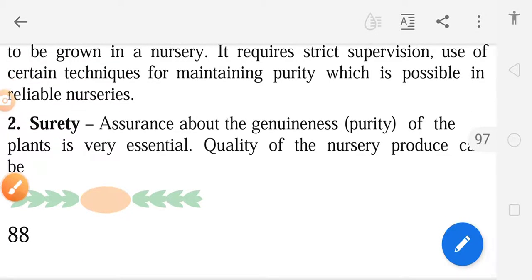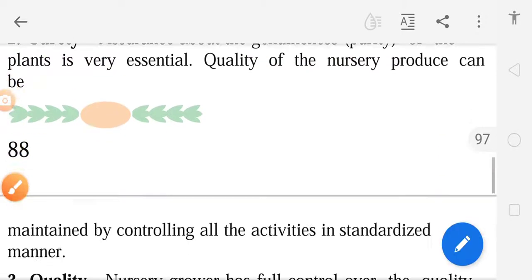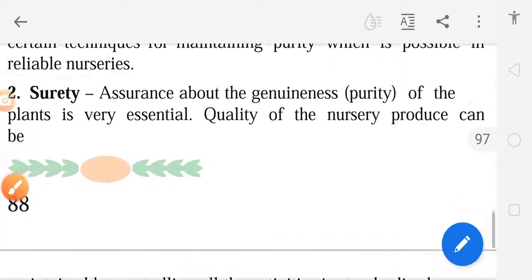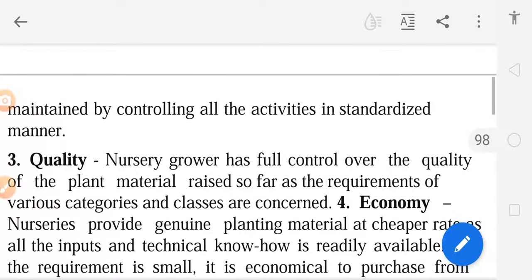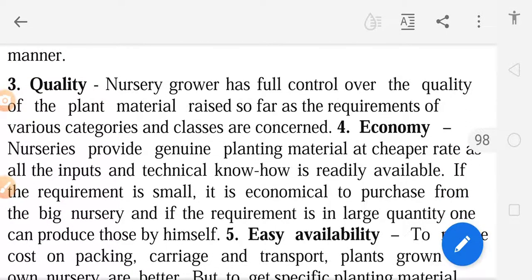Let us go to the second importance of nursery, that is surety. Surety means assurance. Assurance about what? Assurance about genuineness, means purity of the plant. Means there should be no admixture, and whatever plant we sell should be of good and assured quality. Otherwise, we may lose the reliability. The customers may not turn to you if we don't keep our word.